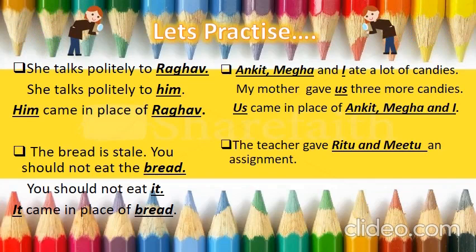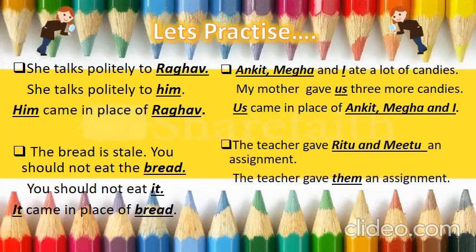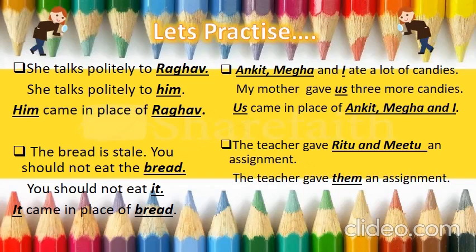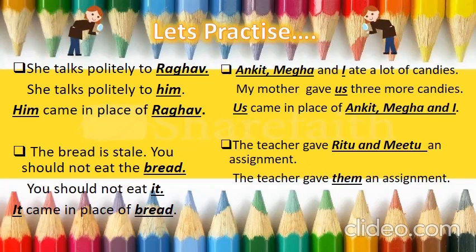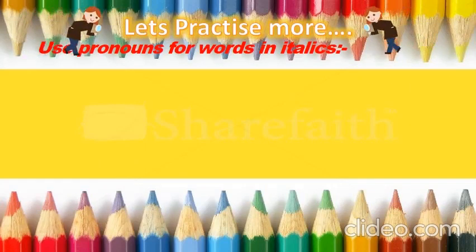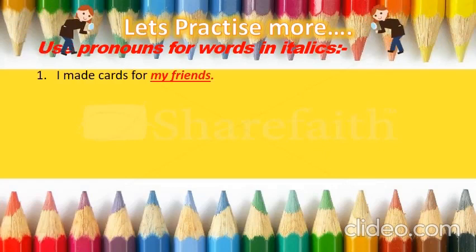Now the next example, the teacher gave Ritu and Meetu an assignment. Now Ritu and Meetu will become them here. They, them, right? The teacher gave them an assignment. So them came in place of Ritu and Meetu. Let's have some more practice. So here, use the pronouns for the words in italics. Now here are some nouns and we are going to use some pronouns for the following.